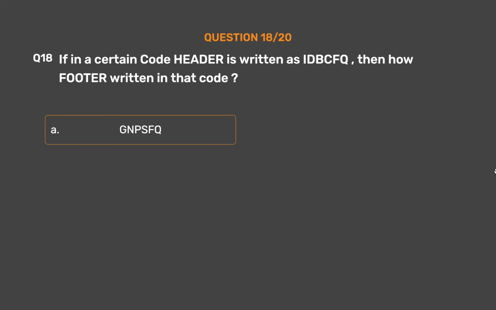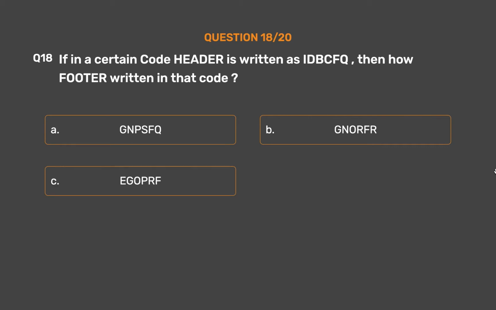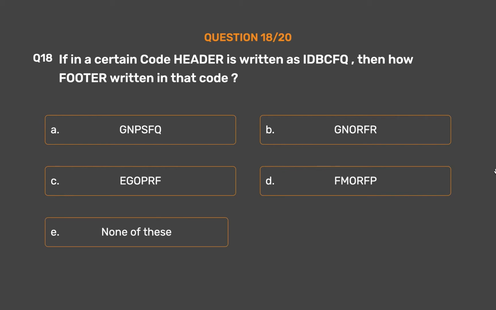Option A, GNPSFQ. Option B, NOFR. Option C, EGOPF. Option D, FMOFP. Option E, none of these.